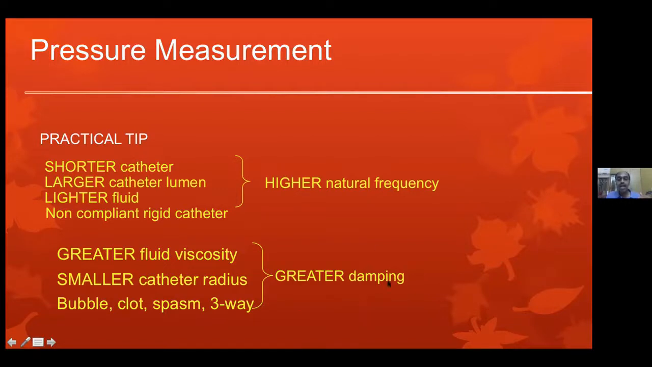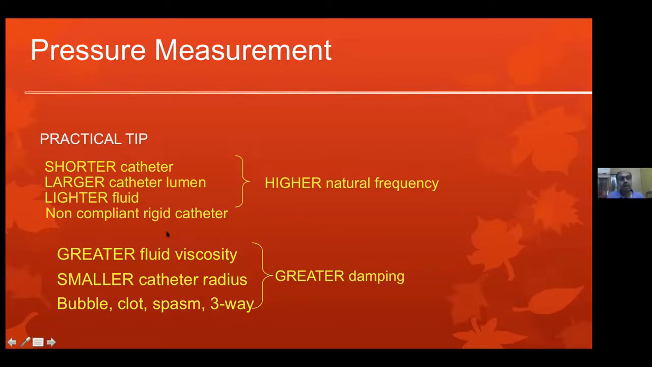Higher damping will be induced by higher viscosity of the fluid and small catheter radius. Small catheter radius means, for example, a 20 Vigon that we have put in, and we want a very perfect pressure transducer recording, it will not be possible. Bubble, clot, spasm, attaching a 3-way and making it perpendicular, these are all ways of increasing the damping. In a 3-way, if you make it straight, you can reduce the damping. If you make it perpendicular, you can increase the damping.